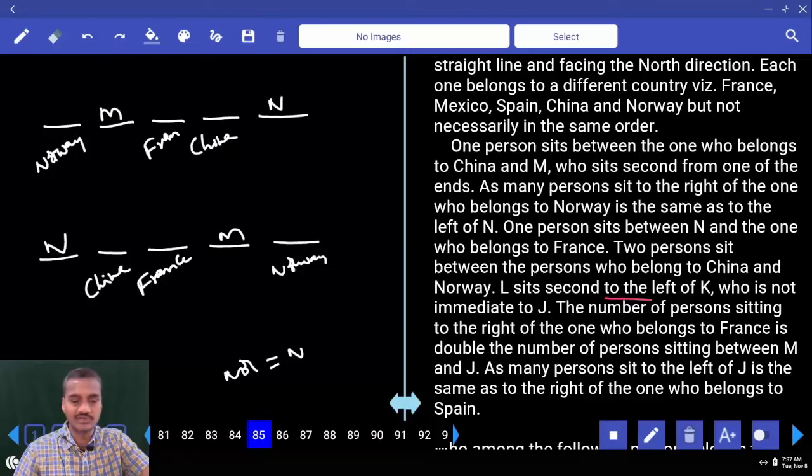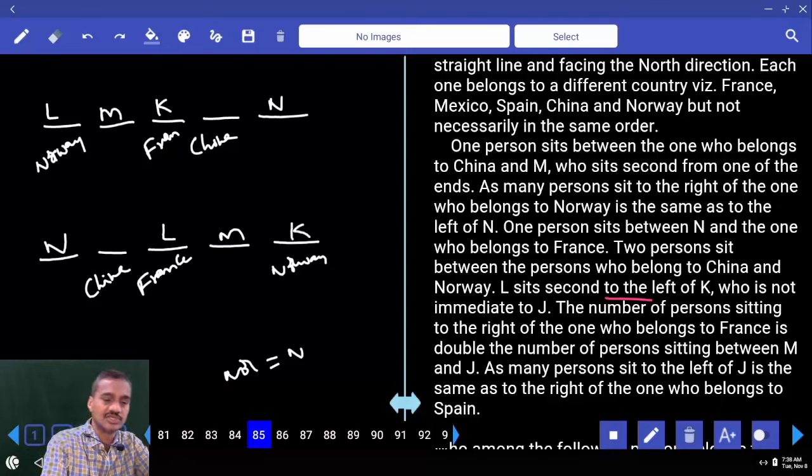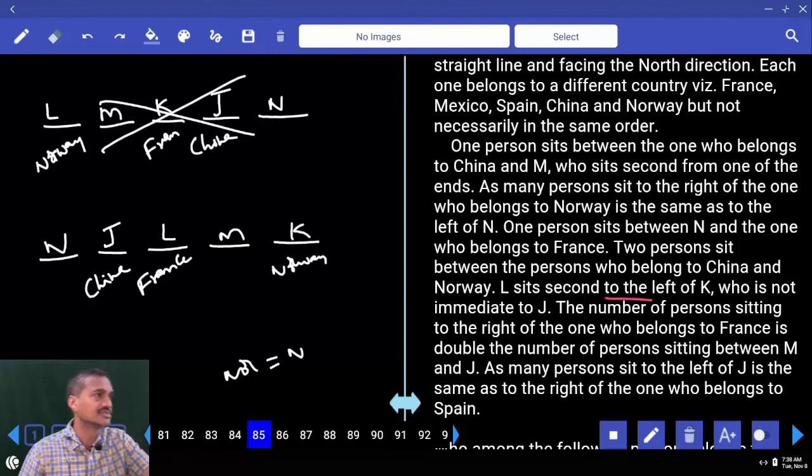L sits second to the left of K. K is not immediate to J. L is seated second to the left of K. L is here, K is here. And K is not immediate to J. Here K and J are adjacent to each other, immediate, which is not possible. Here K and J are not immediate.